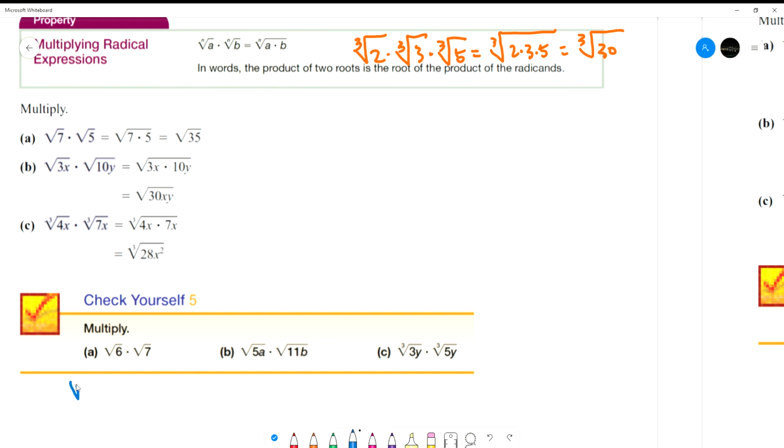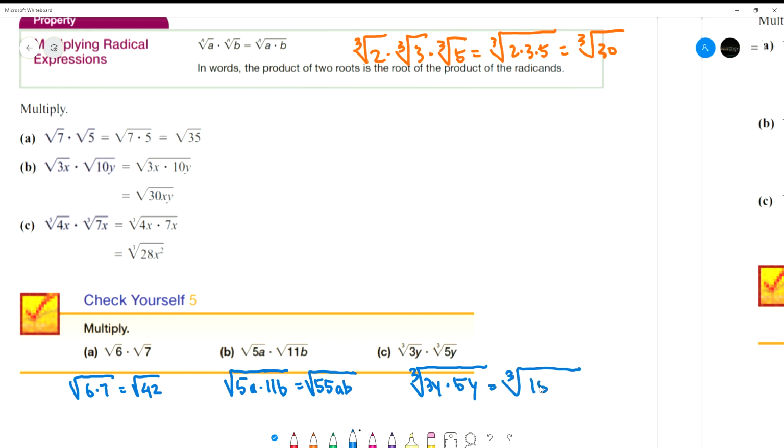So radical 6 times radical 7, they're the same square root. So this is just the square root of 42, right? Okay, let's move on. Radical 5a times radical 11b, right? So radical 5a times 11b. So this is radical 55ab. And the last one, we have the cubed root of 3y times 5y is equal to the cube root of 15y squared. Nothing we can simplify there.